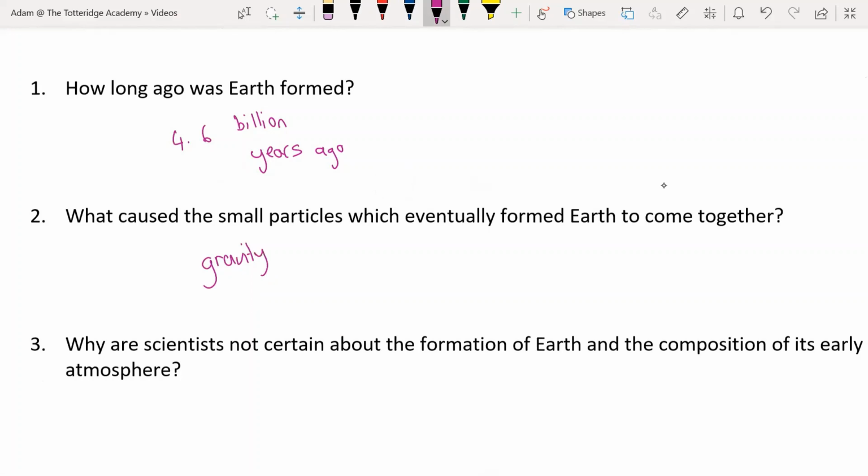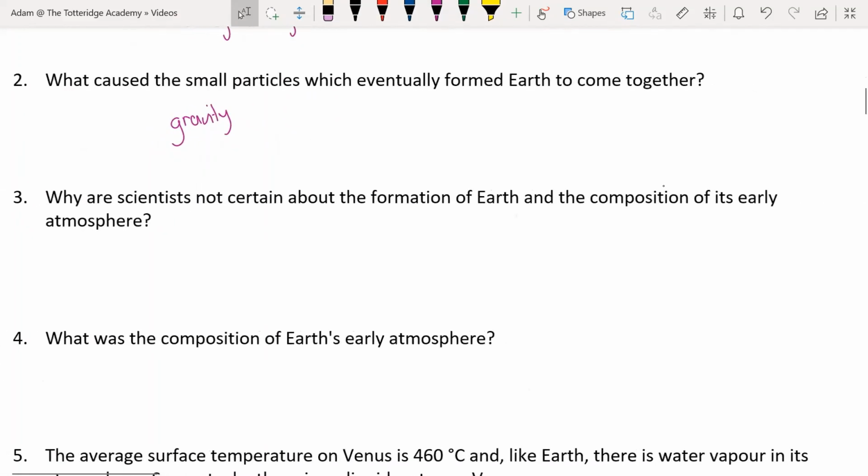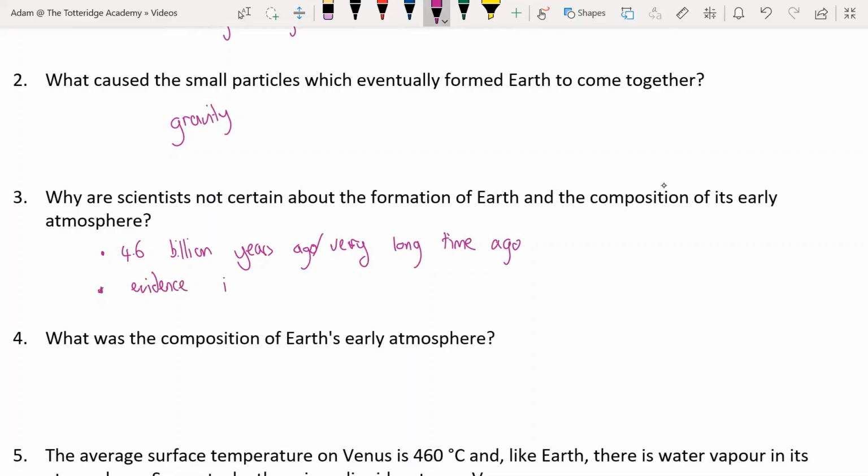Why are scientists not certain about the formation of Earth and the composition of its early atmosphere? So here normally you get 2 marks, and one for saying it was very long ago, it was 4.6 billion years. I don't think "very long ago" is actually a valid sentence. It was a very long time ago. And therefore, you say evidence is limited.